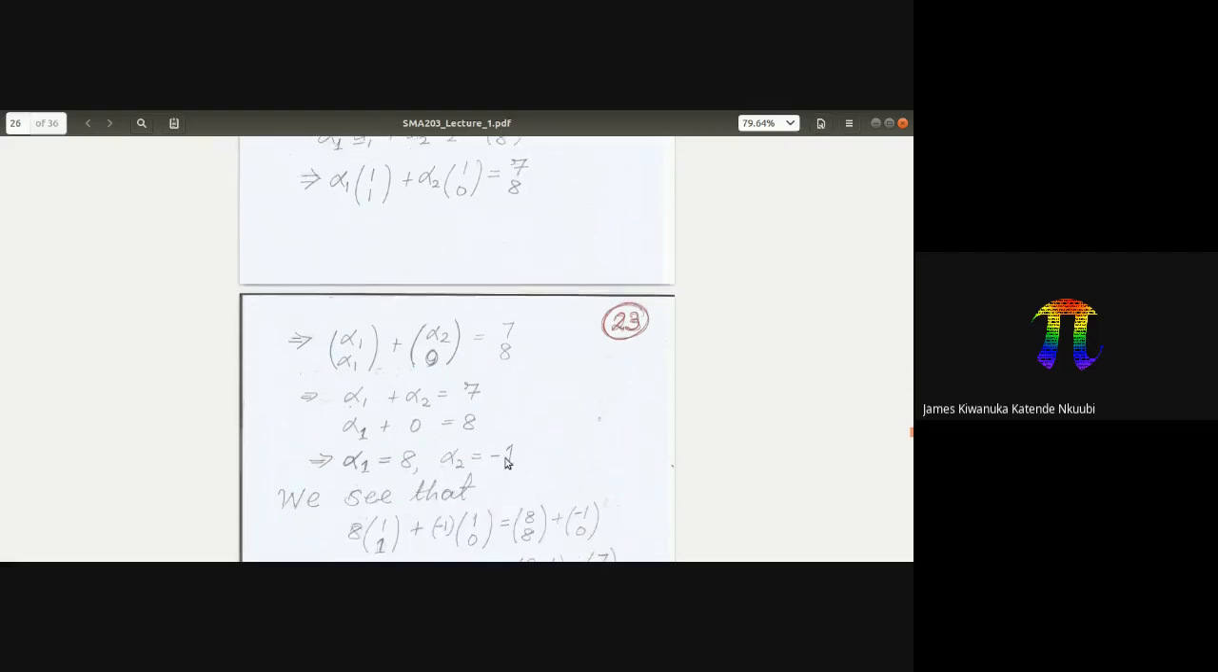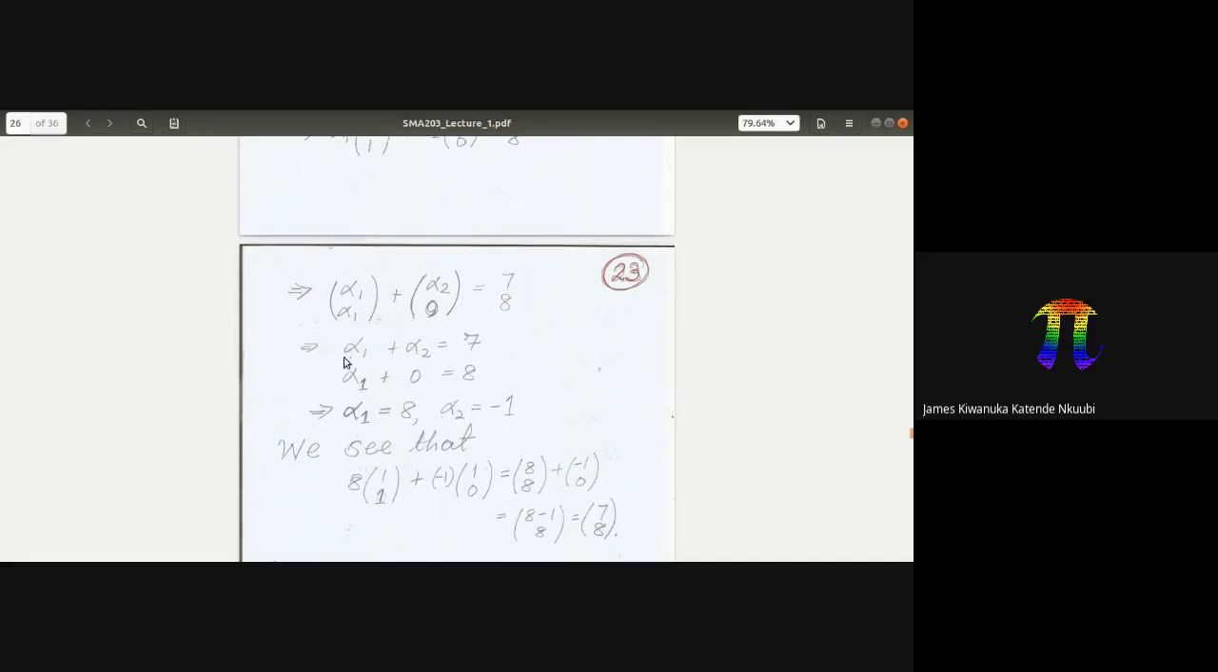Now you can set it up as a system of linear equations, so that alpha 1 plus alpha 2 will be equal to 7, and alpha 1 plus 0 is equal to 8. So clearly from here, alpha 1 must be equal to 8. And this forces alpha 2 to be -1, right? That would be the solution. The scalars we are looking for are those.